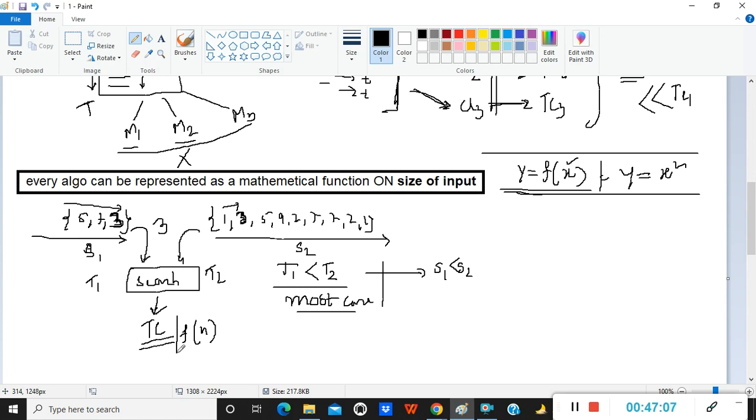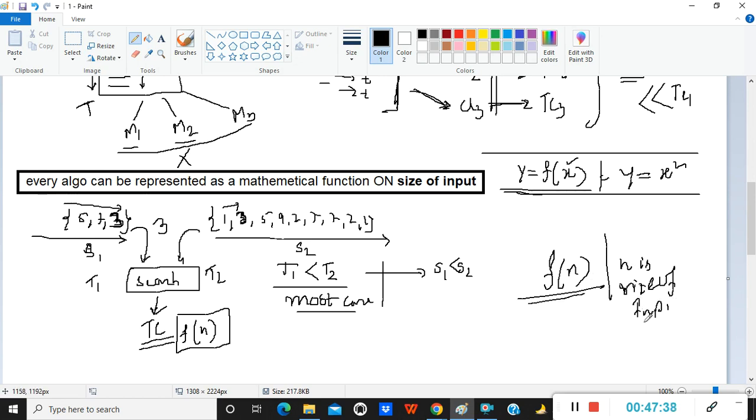I am not using the term time complexity directly here. We can say that this algorithm can be represented as a mathematical function on the size of input. We generally use the symbol f(n). So f(n) will be our algorithm, where n is the size of input. N is the input size.